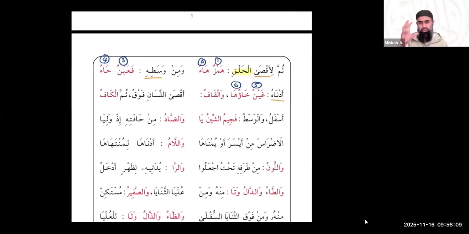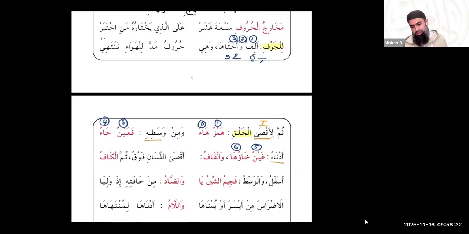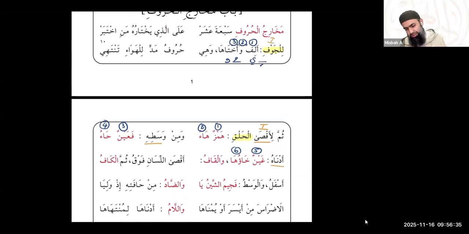ثم لأقصى الحلق. Now we went into the second major area. And in it, we're looking at the first makhraj, which is أقصى الحلق. First makhraj. Okay? And I will start labeling these with Roman numerals. Hopefully I'll remember all my Roman numerals all the way to 17 eventually. Rather, this is 2. So this is 1. ثم لأقصى الحلق همز هاء ومن وسطه فعين حاء أدناه غين خاؤها. That's it. We covered all of this.